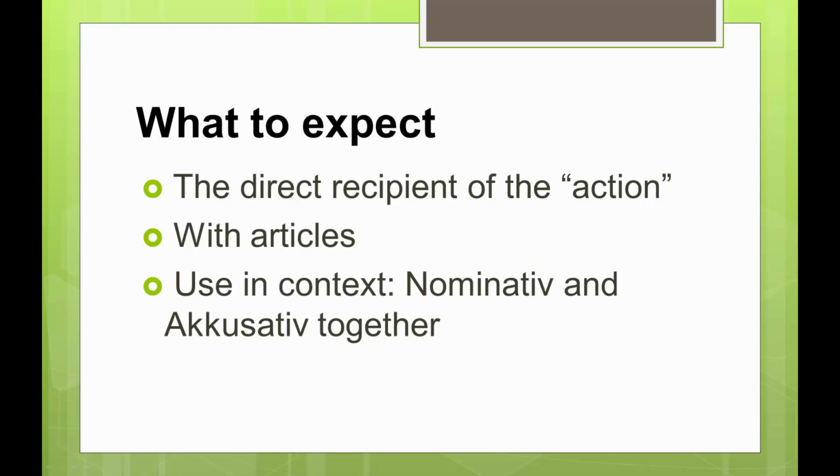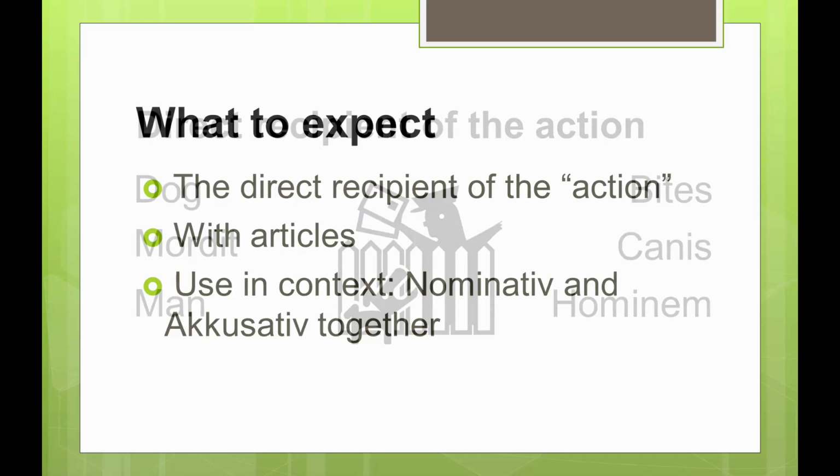As always, here's what you can expect. We'll talk about the direct recipient of the action. We'll look at how it works with articles. And we'll have a look at a few sentences where you can clearly see what or who is the subject and who or what is the recipient of the action, or the direct object.